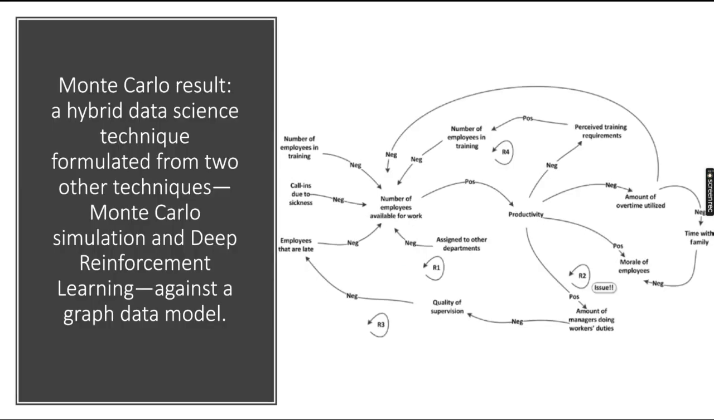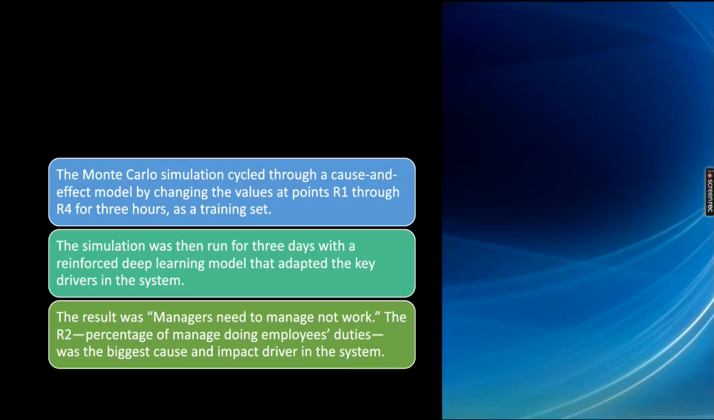Monte Carlo results: a hybrid data science technique formulated from two other techniques, Monte Carlo simulation and deep reinforcement learning, against a graph data model. So what we have to do is create a graph data model and find out the regions. As per the earlier diagram, we have identified this as region 1, then region 2, region 3, and region 4. So identify the regions in the graph.